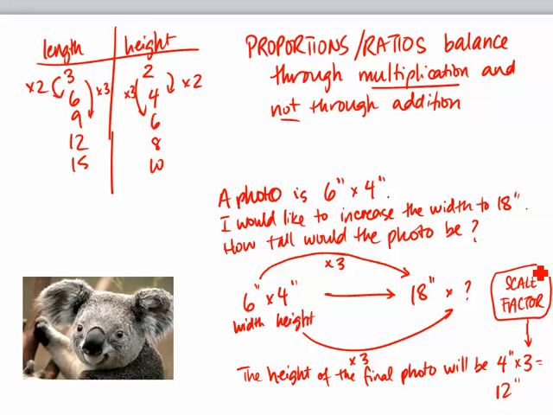So hopefully you understand what a proportion is, that it's a number sentence that shows equivalent ratios, and that they only balance through multiplication and not through addition. And that when you use scale factors, you can find unknown proportions, and you can solve those unknown proportions using the scale factors. Hopefully you understood the lesson.